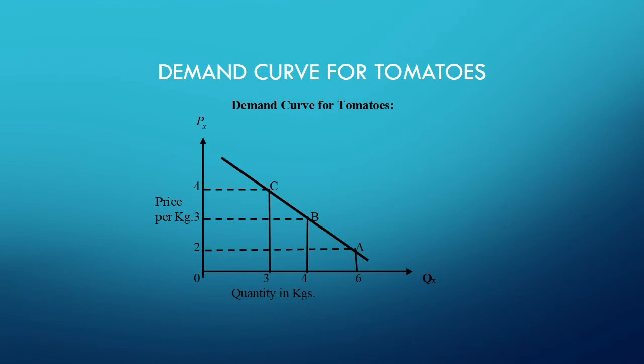at point A, when the price is 2, the quantity demanded is 6. Point B, the price is 3, and the quantity demanded is 4, and point C is where the price is 4, and so when these points are joined, we get the demand curve, and as we can see, it is sloping downwards from left to right.